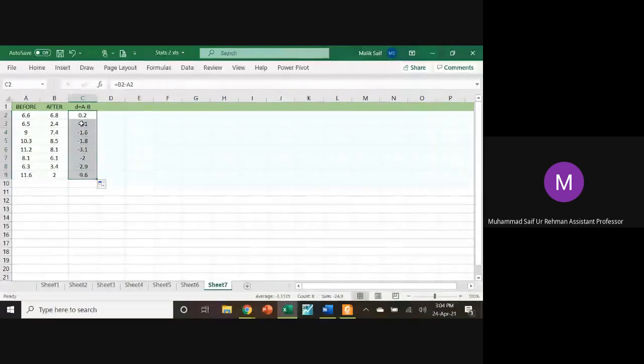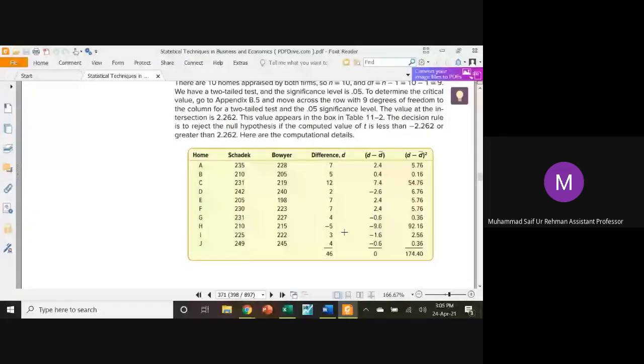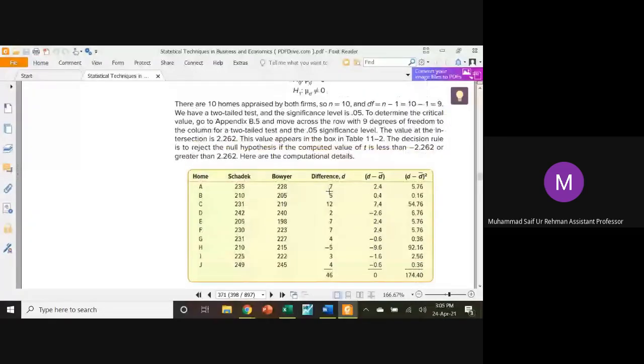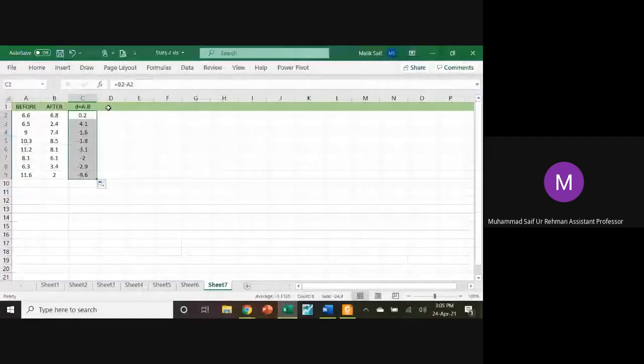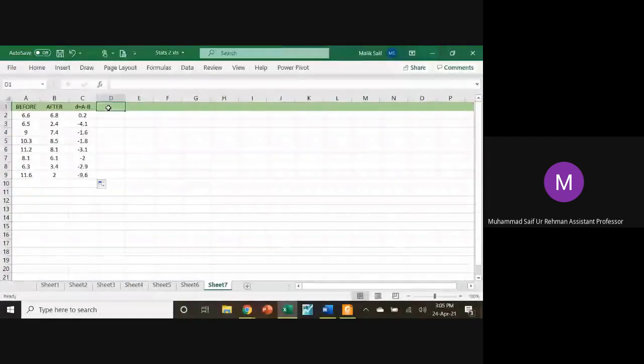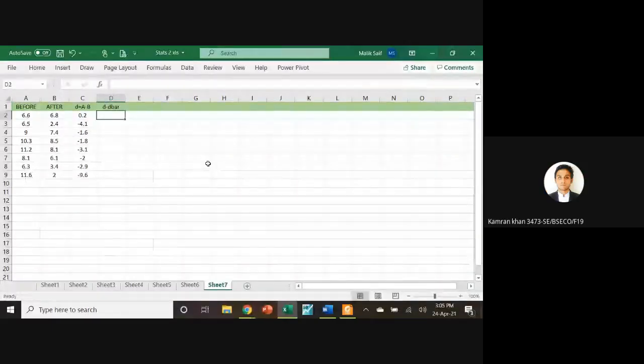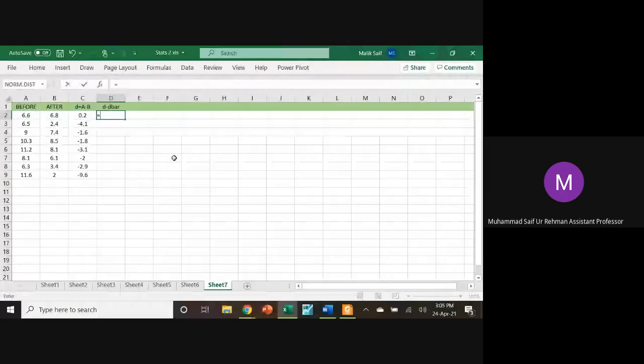If you see this in your book, you may see the difference. So this is the difference. And then the difference minus the average of the difference series, and then the square of this to find out this SD. So the difference is there, and then D minus D bar. Are you with me? Yes, sir. Okay, equal to this value. Okay, D minus D bar.